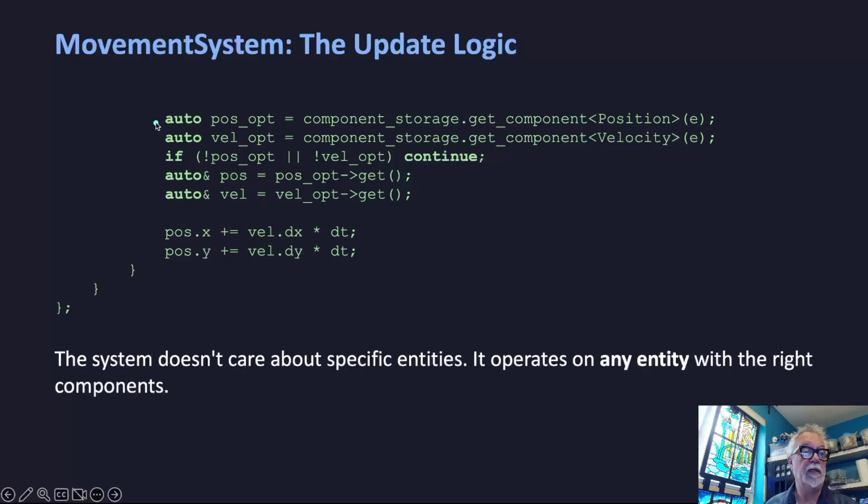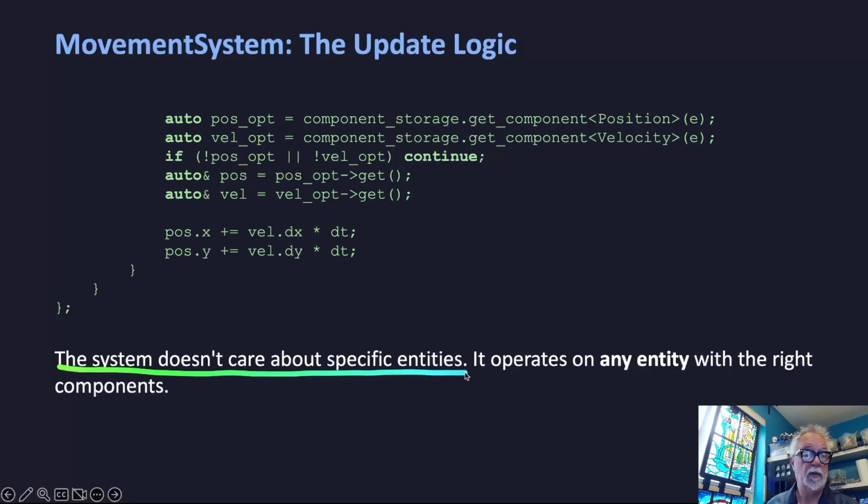Now that I have an entity that has a position, I know that this is going to work, but I don't know whether it has a velocity component. If I don't have a velocity component, then I ignore this entity. I just move on. If I do have a velocity and a position, I'm going to get the pointers for those two components. Then I'm going to update my position by whatever velocity this is, as we talked about before, times the delta time.